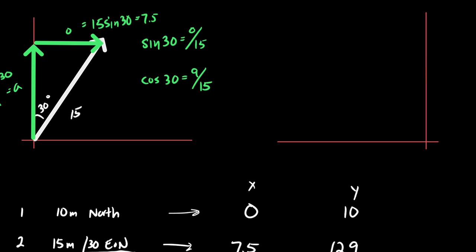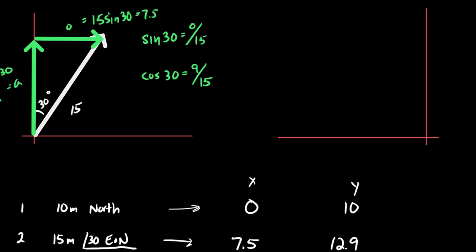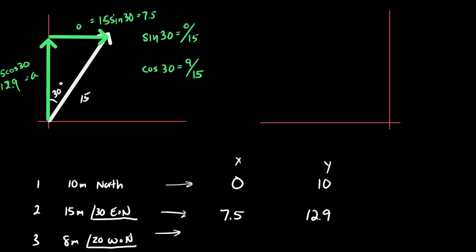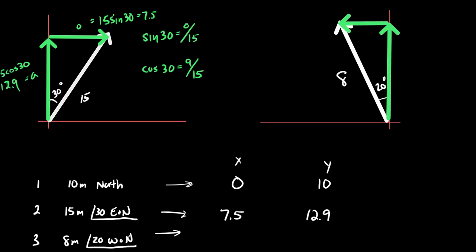All right, so the next one was, can't read it, so there. 8 meters, 20 degrees west of north. So I'll start by, this is 8, this is 20. I'm gonna put in my components. I'm gonna have a component like that, and a component like that. That's the triangle I'm choosing to do. Good?